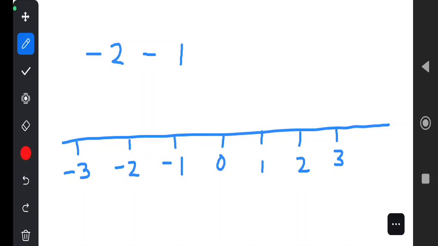In the previous video we learned how to add integers using the number line. Today we are going to learn how to subtract integers using the number line.